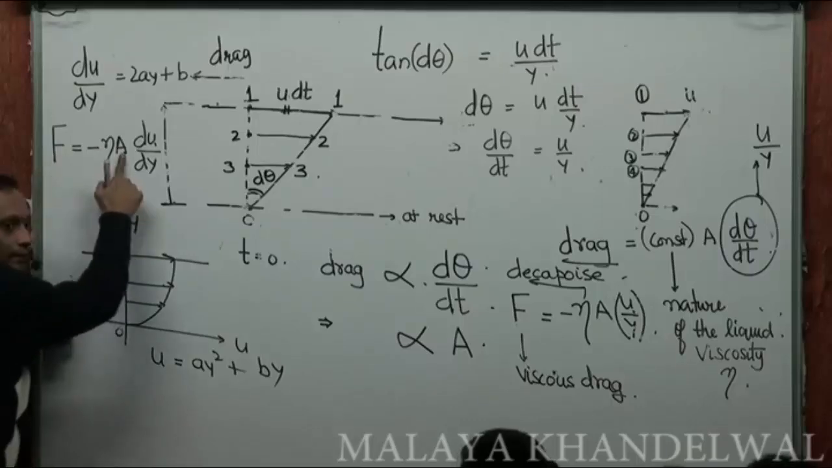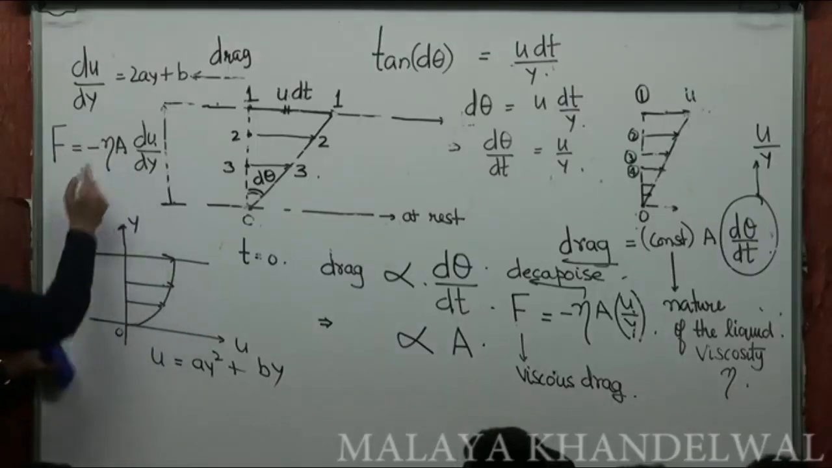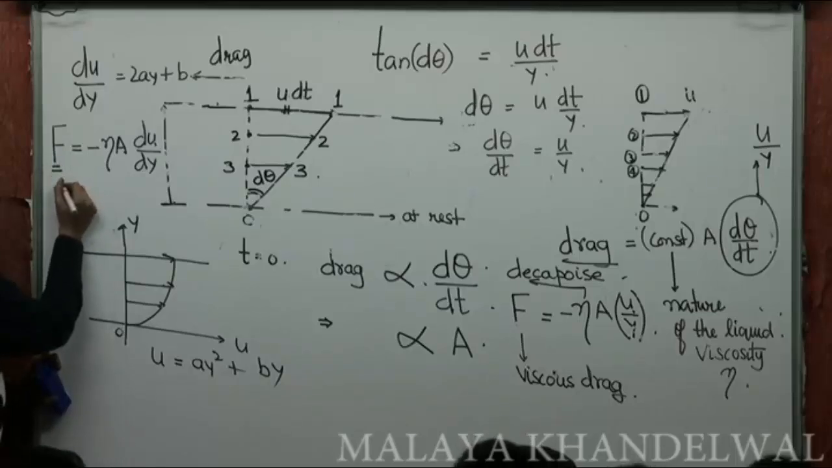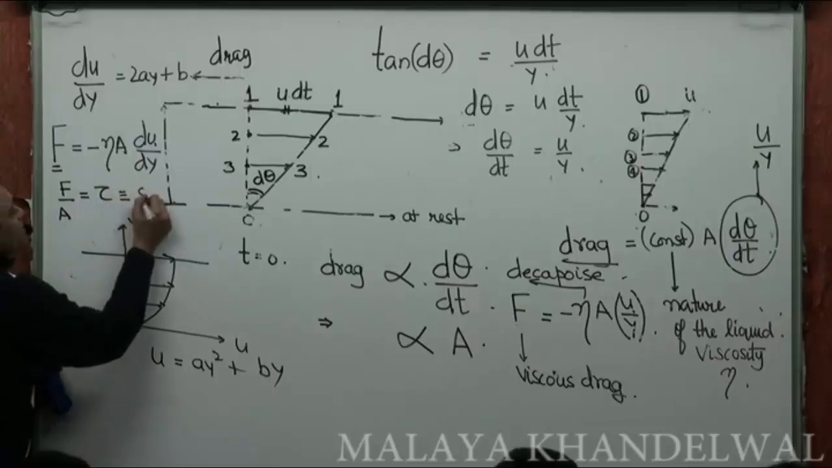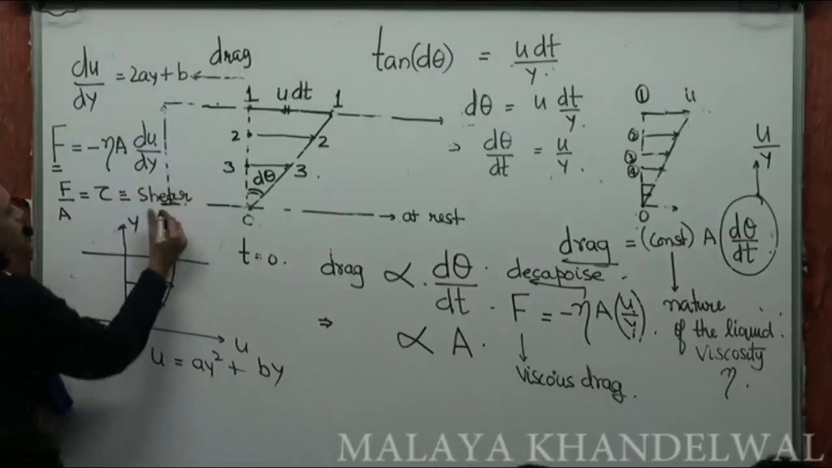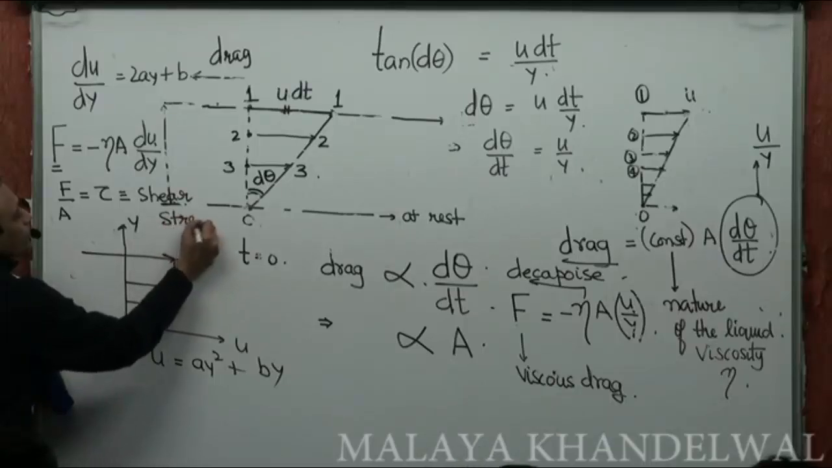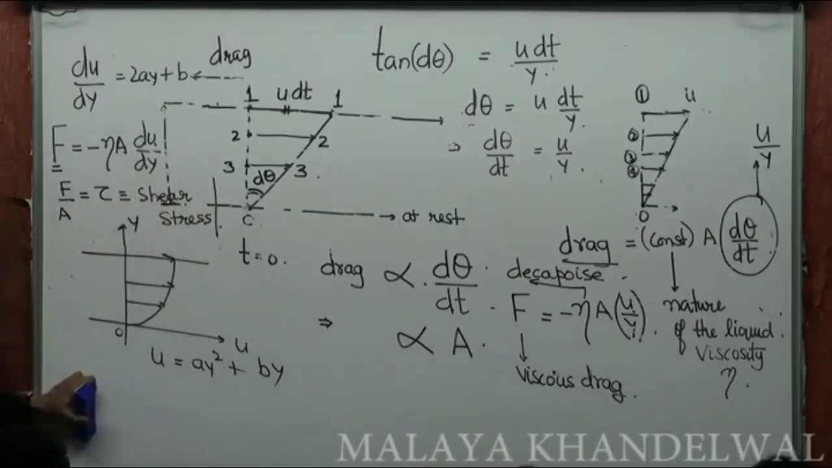F by A is the shear stress. F is the viscous drag. F by A is commonly designated by tau, which is the shear stress on any given layer, which is minus eta du dy, right?